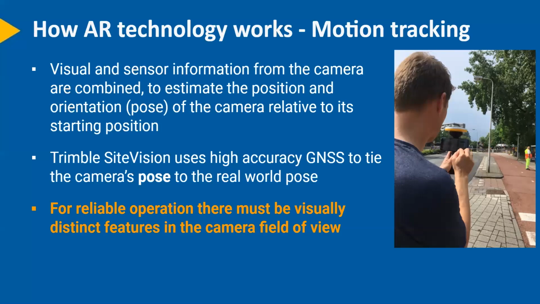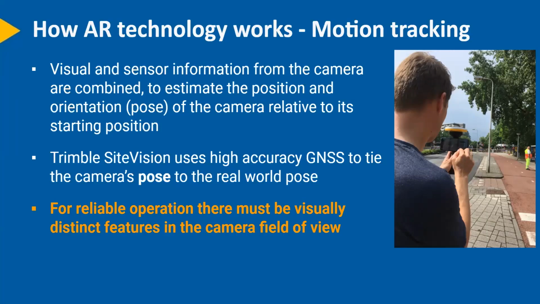And that basic pose can be enhanced with something like what Sight Vision uses. We take a high accuracy GNSS and relate that pose to an actual physical location on the Earth, and therefore we tie the camera's pose to the real pose where you are in the real world. And what this really means is that you need a good high quality GNSS position, and you also need visually distinct features in the camera's field of view.